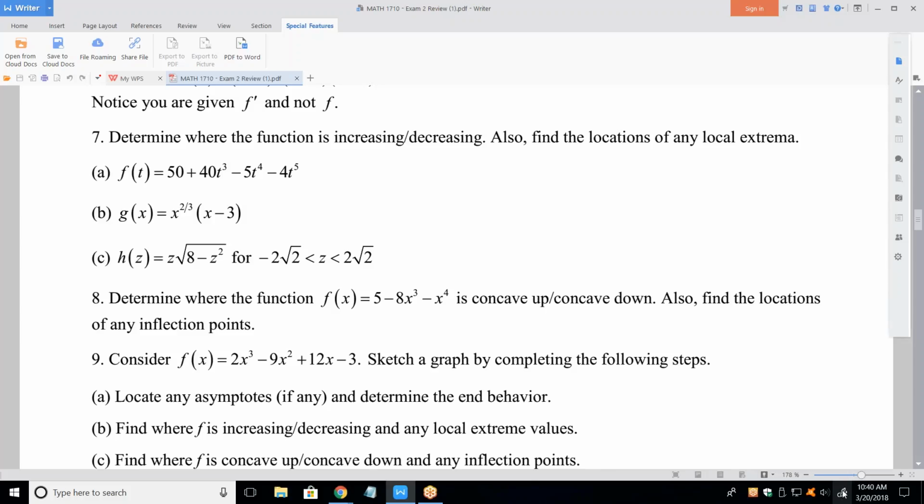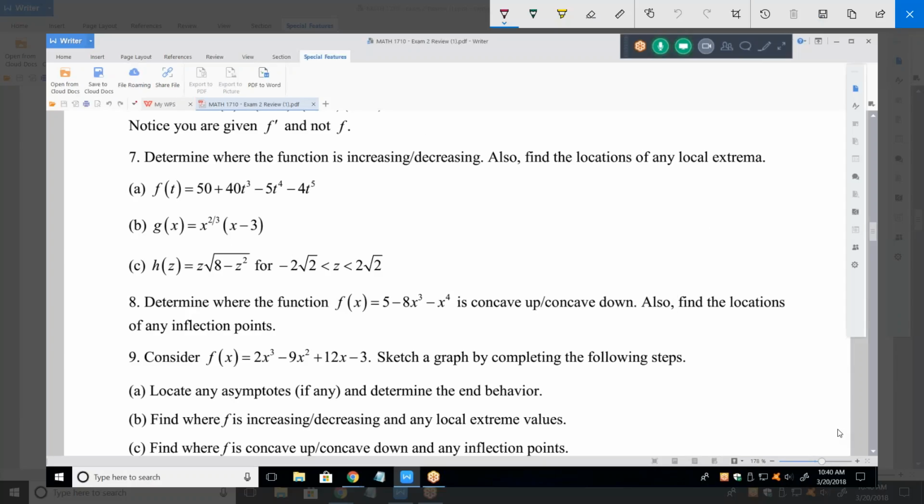Okay? All right, first step is to take the derivative of it. Okay. So, yeah, really, I think the first step is to get rid of the radical sign. So it becomes Z times 8 minus Z squared all to the 1/2. Notice I cannot distribute that. So if I can't distribute it, give me the first derivative.